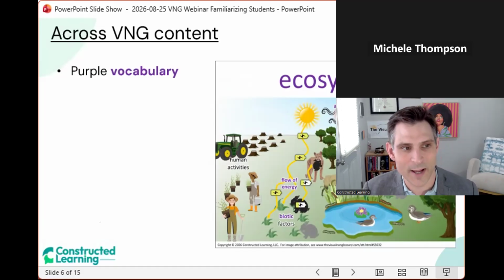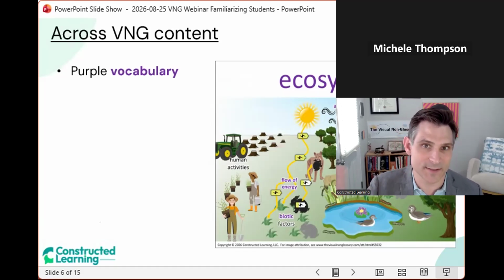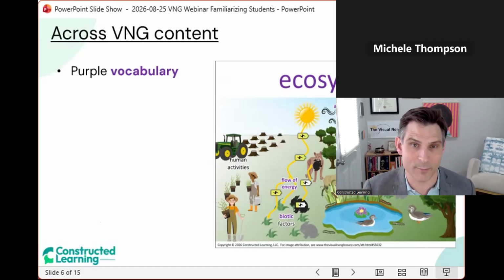Every once in a while, we'll have a vocabulary word in a visual that doesn't appear at the grade level, because it's just exposure to higher level language without emphasizing that word. That word will just be black. But if you see it as bold purple, it's a vocabulary word, and it has its own visual. So there is a visual for flow of energy, there is a visual for biotic, and there is a visual for abiotic in the ecosystem visual. Students will consistently see these purple words, and they'll know that those are key vocabulary words.